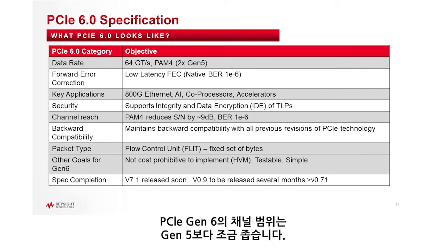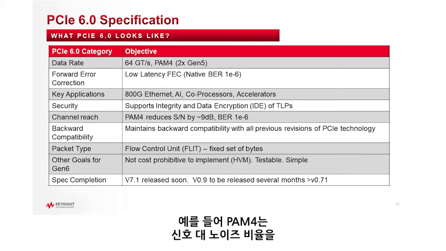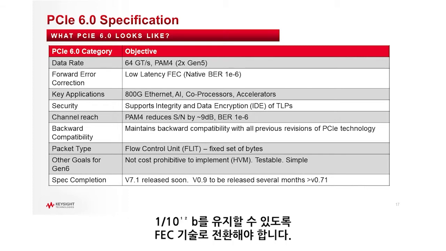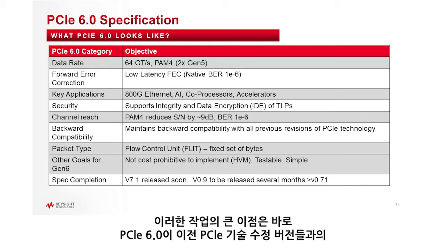Now, channel reach for PCI Express Gen 6 will be slightly less than what we had for Gen 5. PAM4, for example, reduces the signal to noise ratio by a factor of about 9 dB, which is pretty significant. And this causes us to really have to think about what the native BER is and forces us to move to forward error correction technology so that we can fix that. We can get it back to 1 error in 10 to the 12 bits after FEC has been applied.